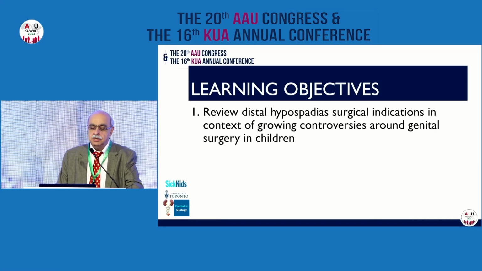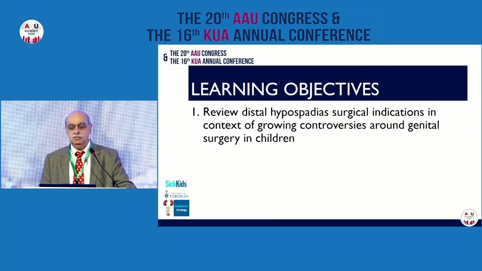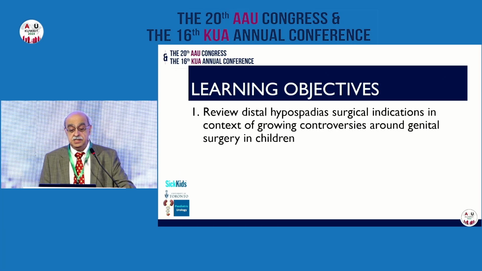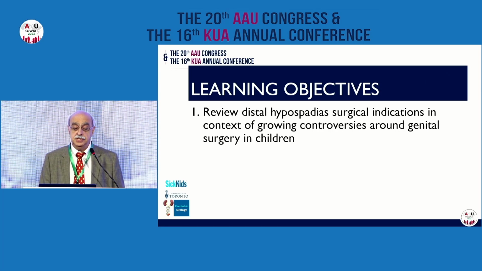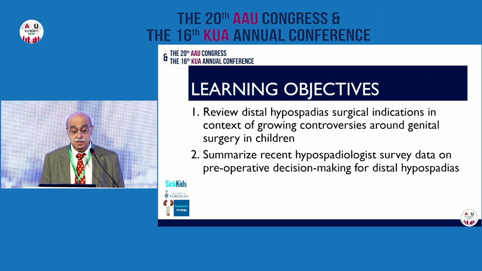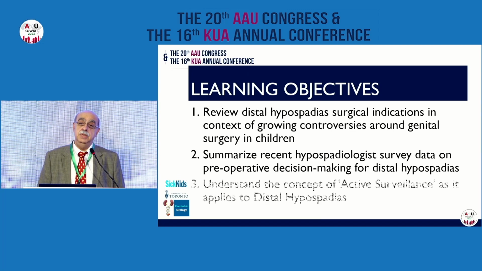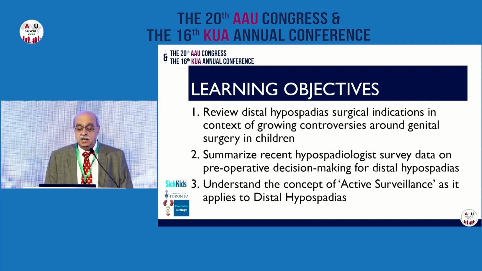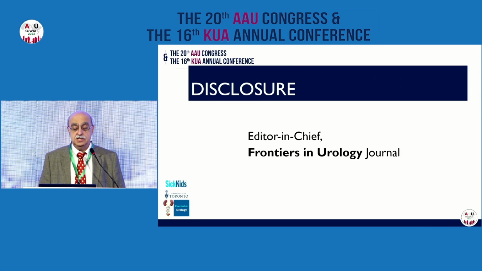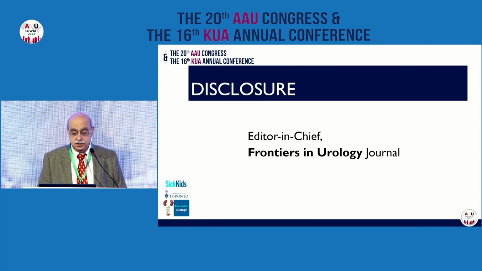So I'm going to try and cover 3 brief areas for you: review the surgical indications for distal hypospadias in the context of growing controversies around genital surgery in children, summarize some recent hypospadiologist survey data on preoperative decision-making for distal hypospadias, and finally understand the concept of active surveillance as it applies to distal hypospadias. I have just one disclosure.